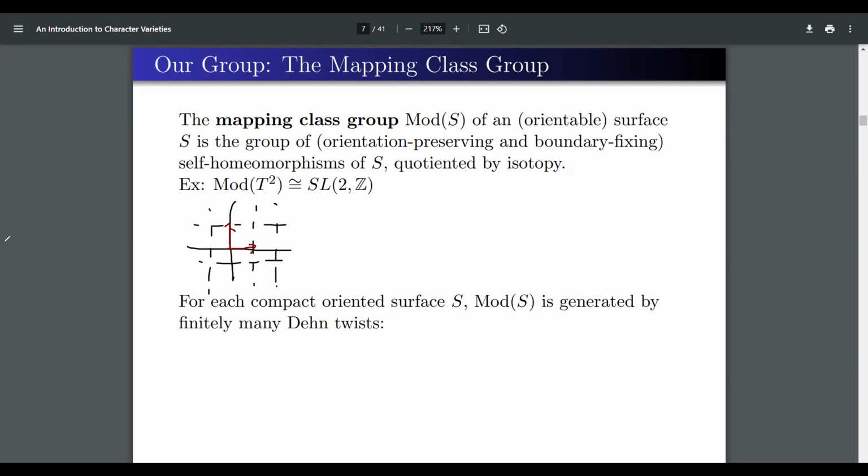How SL2Z is going to act here is, let's say we take the matrix (1, 1; 0, 1). What this is going to mean is that this is our vector (1, 0), this is our vector (0, 1). Let's just see where they get sent to by the regular old linear map here.